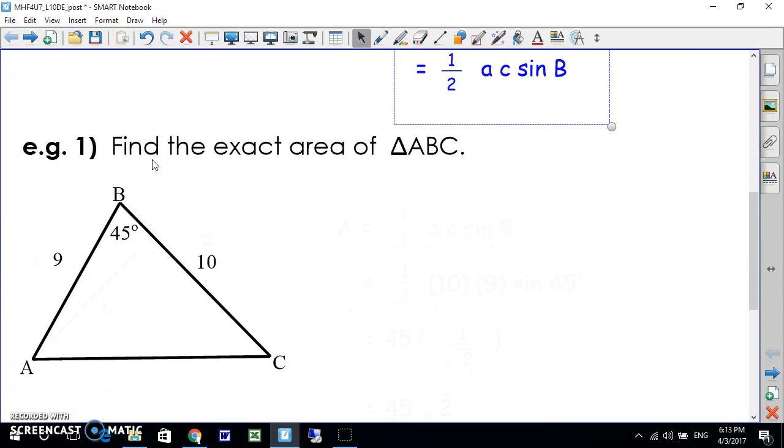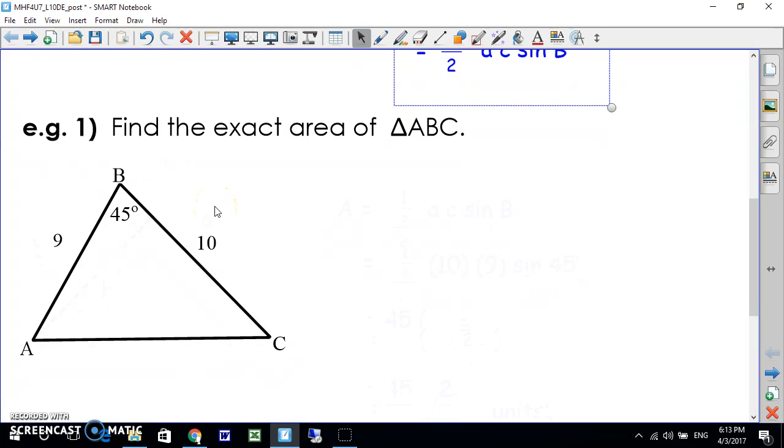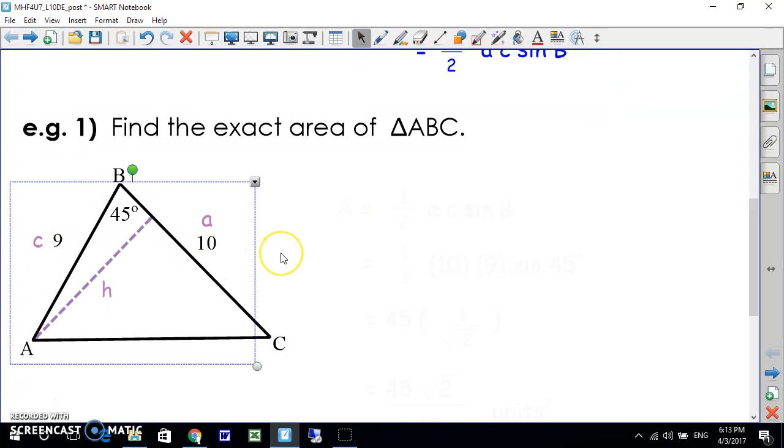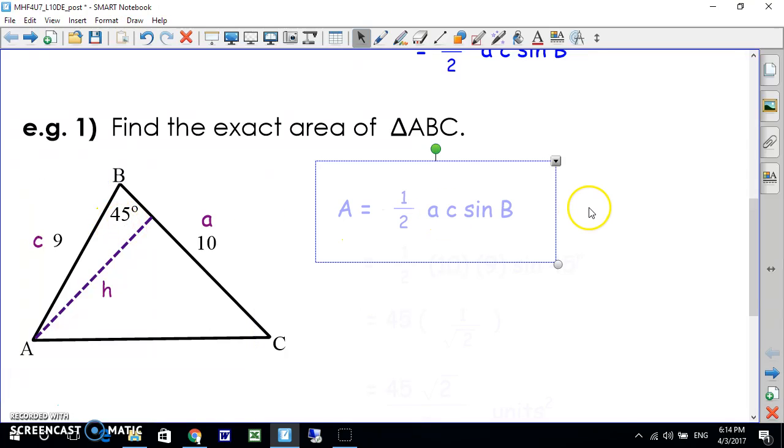So applying this formula in this example, find the exact area of triangle ABC. Well, here we have side C equals 9 units long, side A is 10 units long, and then the angle 45 degrees is given. So using the angle 45 degrees, we have chosen to draw the height of the triangle extending from vertex A, which means that the area of this triangle will be half A times C sine of 45 degrees.